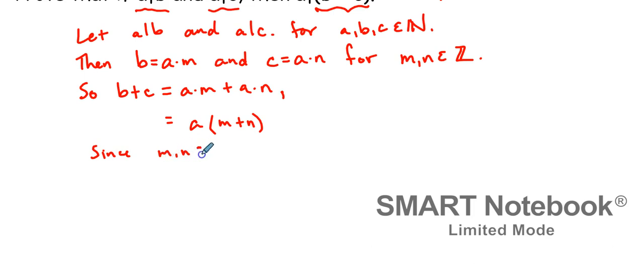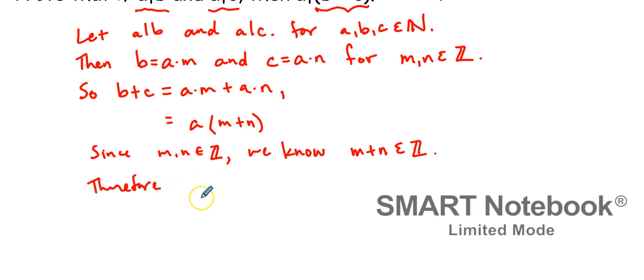So since M and N are integers, their sum has to be an integer as well. And that's really all we need to know. And now we have A times some integer, and we've just shown that B plus C is some multiple of A, and therefore A divides B plus C.